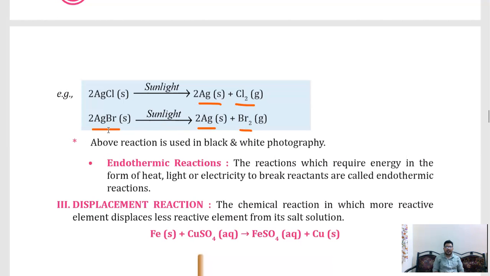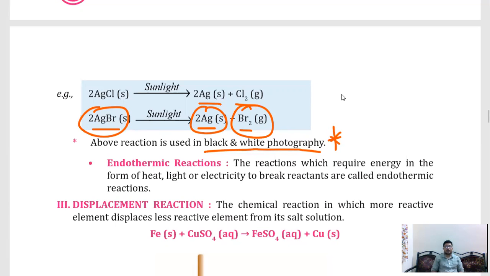Here above reaction, which one? Silver bromide, silver plus bromine splitting up, which is used in black and white photography, guys. Most important thing, they have asked 2 to 3 times in your board examination, previous board papers, you can observe.